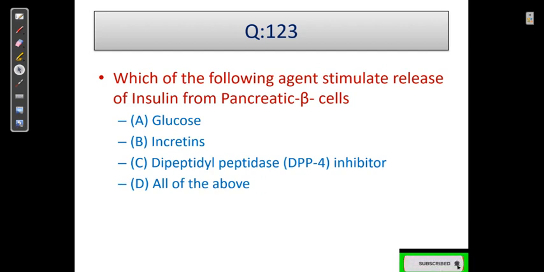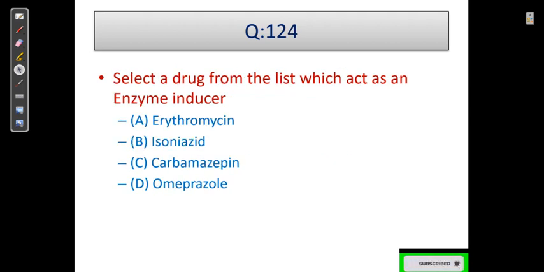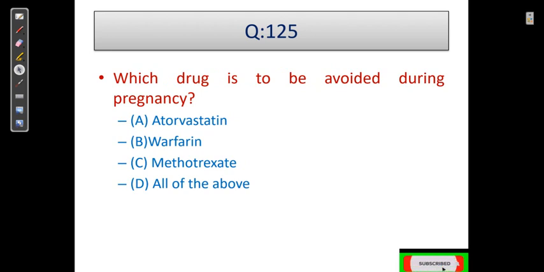Which of the following agents stimulate release of insulin from pancreatic beta cell? Glucose, incretin, dipeptidyl peptidase inhibitor, all of the above. So we can say the correct answer is all of the above. Select a drug from the list which act as an enzyme inducer: erythromycin, isoniazid, carbamazepine, omeprazole. So the correct one is carbamazepine is enzyme inducer. Which drug is to be avoided during pregnancy? Atorvastatin, warfarin, methotrexate, or all of the above. So we can say all of the above.